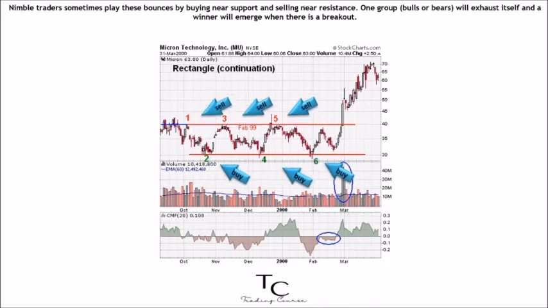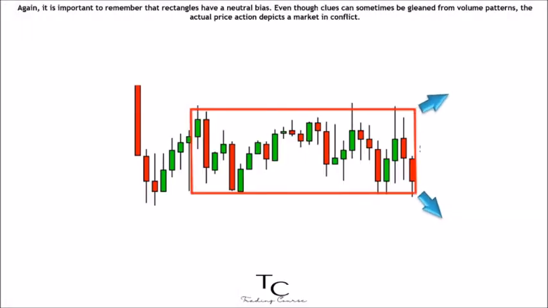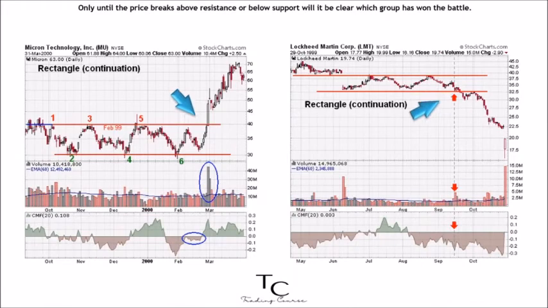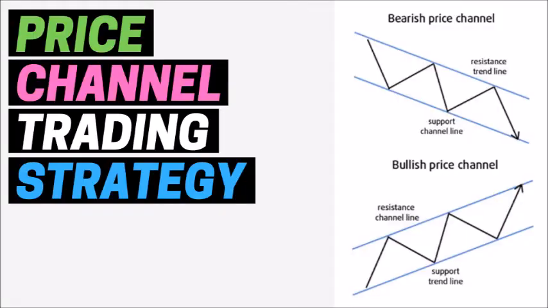One group, bulls or bears, will exhaust itself and a winner will emerge when there is a breakout. Again, it is important to remember that rectangles have a neutral bias. Even though clues can sometimes be gleaned from volume patterns, the actual price action depicts a market in conflict. Only when the price breaks above resistance or below support will it be clear which group has won the battle.